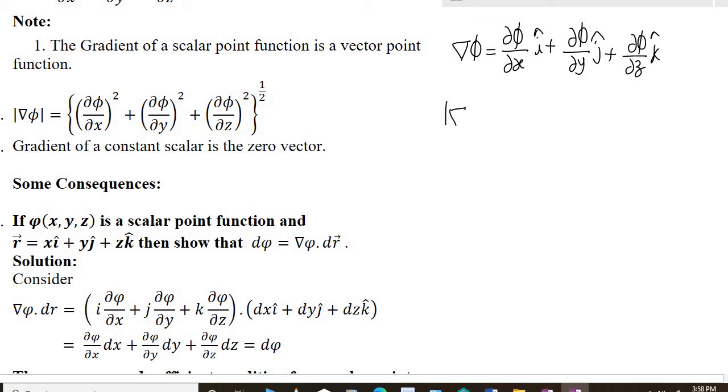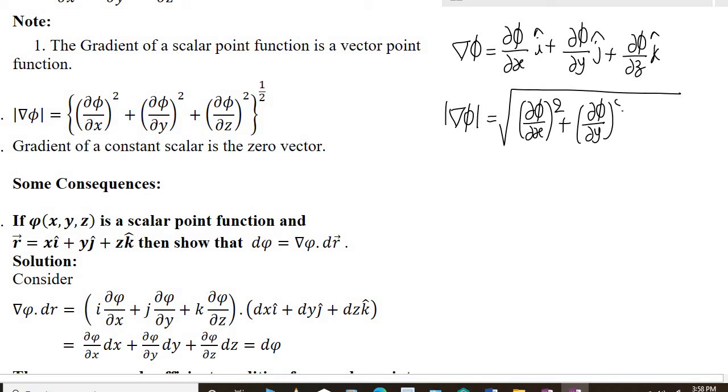So, modulus of grad phi equal to root of coefficient of i cap whole square, that is (∂phi/∂x) whole square, plus coefficient of j cap whole square, plus coefficient of k cap whole square. Root means whole power 1 by 2.